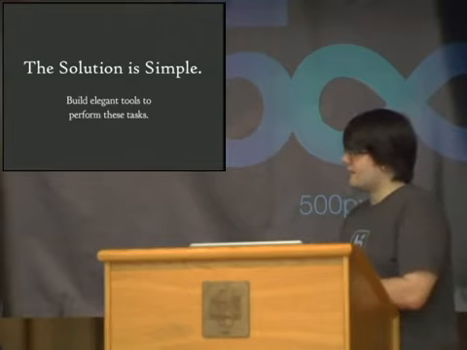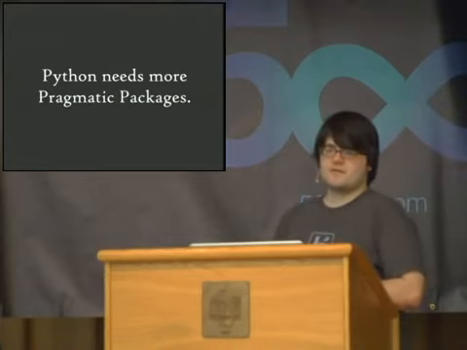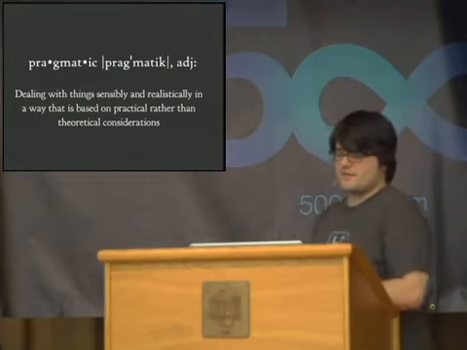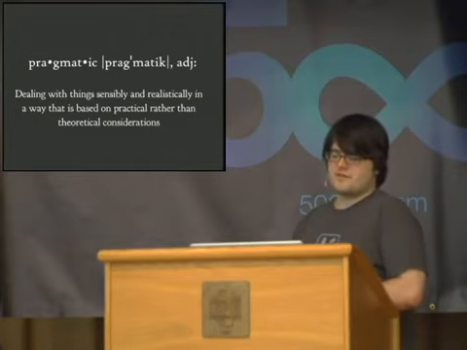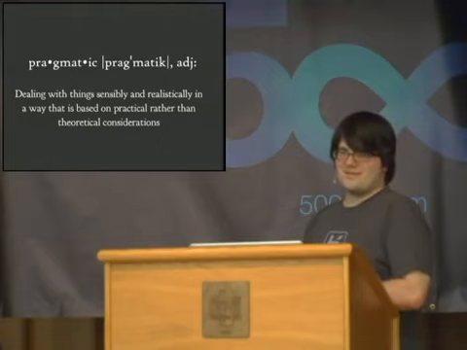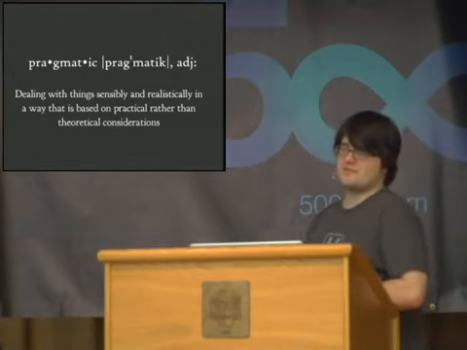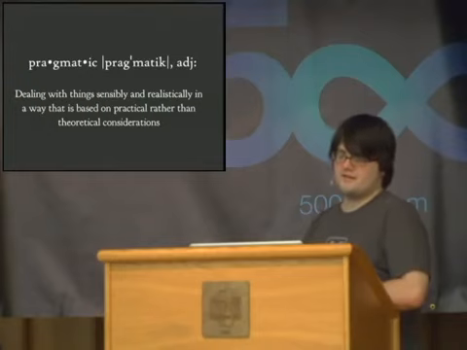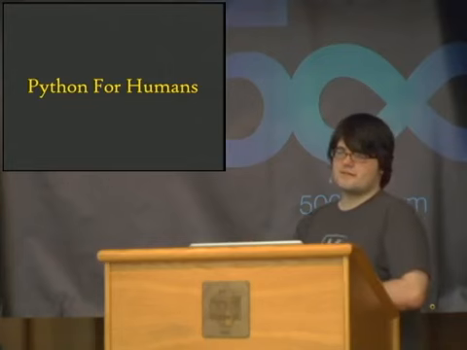I think the solution to a problem like this is pretty simple. We really need to build elegant tools to perform tasks like these, and I like to call those pragmatic packages. I think Python really needs a lot more of these. Pragmatic means dealing with things sensibly and realistically, in a way that is based on practical rather than theoretical considerations. If you look at the urllib2 code base, with all of these handlers, authentication systems, openers, and password manager realm things, essentially they're trying to fit every theoretical use case possible. By doing so, they're taking away from the experience of the 95% of people who are going to be using it to actually get work done. That's where the line needs to be drawn. So I like to call these pragmatic packages Python for humans.